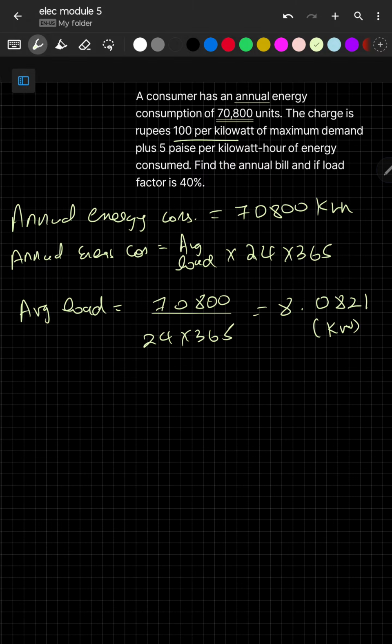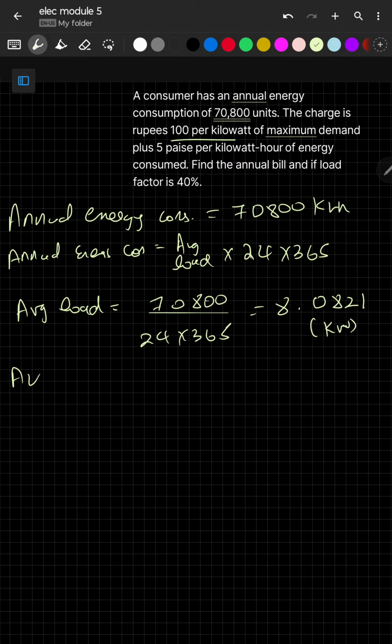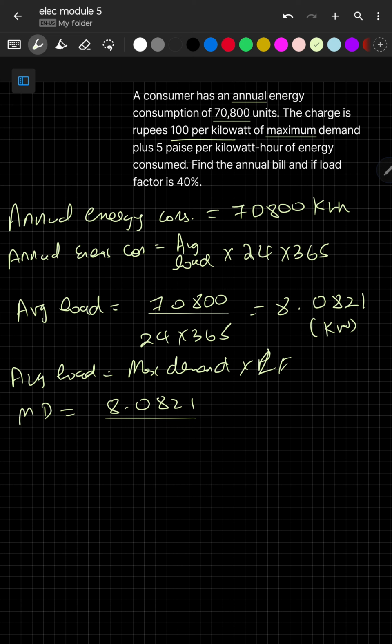Now, maximum demand. So, maximum demand is what? Average load is equals to maximum demand into load factor. So, maximum demand is equals to 8.0821 by 40%. So, 40% is 40 by 100. 0.4 we should take here. That one thing you have to remember. 8.0821 by 0.4, which will give you 20.2052.